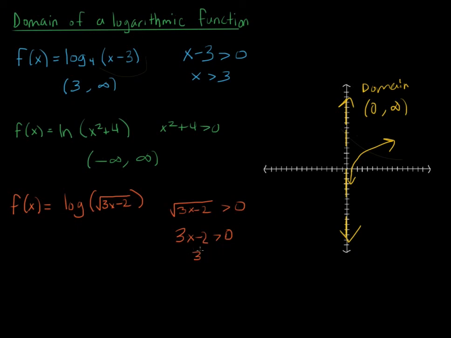So 3x needs to be greater than 2. So x needs to be greater than 2/3. So it's going to be from 2/3 to infinity. That's our domain. And we never include the endpoint because it's an asymptote. It doesn't hit that endpoint. And that is how we find the domain of a logarithmic function.